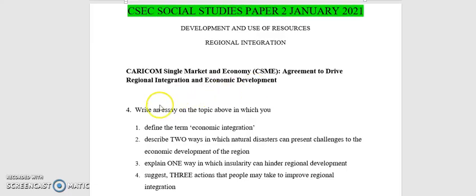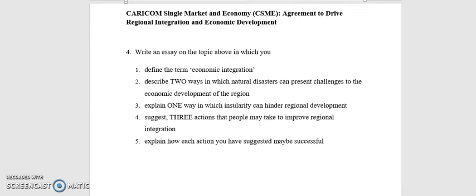So the question says, write an essay on the topic above in which you, 1, define the term economic integration, 2, describe 2 ways in which natural disasters can present challenges to the economic development of the region, 3, explain 1 way in which insularity can hinder regional development, and 4, suggest 3 actions that people may take to improve regional integration. Finally, explain how each action you have suggested may be successful.